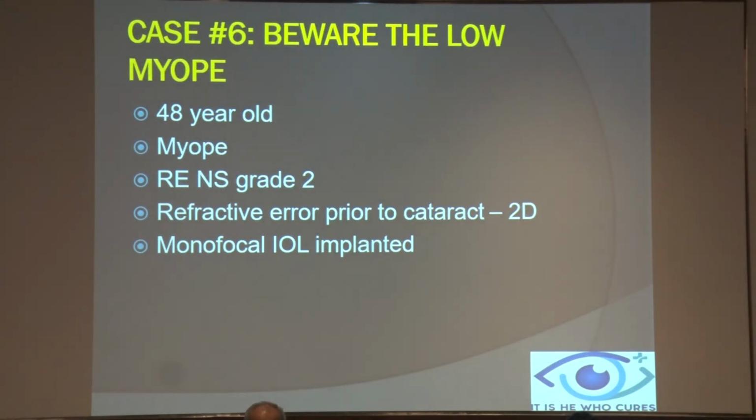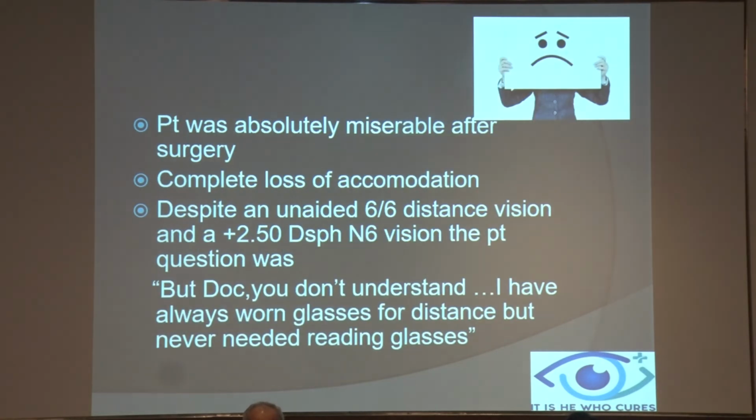Another interesting case of a 42-year-old male myope with a nuclear sclerosis of grade 2 had a refractive error of -2 diopter prior to cataract surgery, and we did a biometry, implanted a monofocal intraocular lens, and I thought everything had gone right, but the patient was absolutely miserable after surgery. So what actually happened here? There was complete loss of accommodation, that we all know.